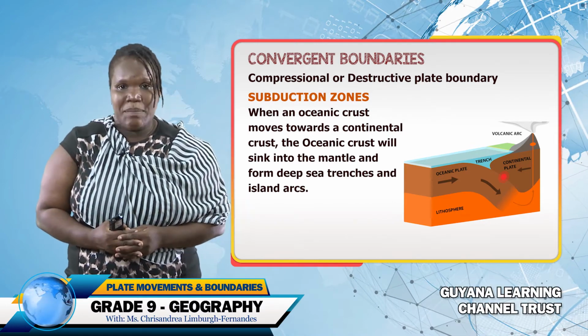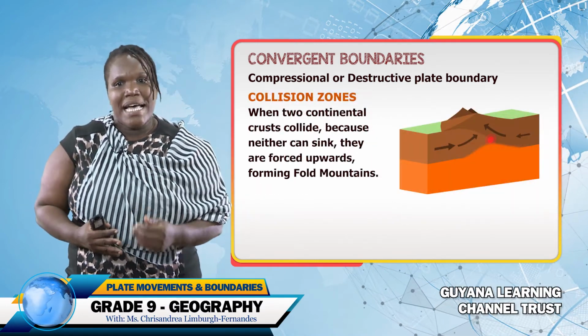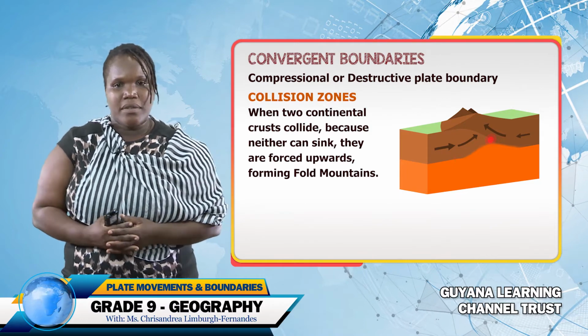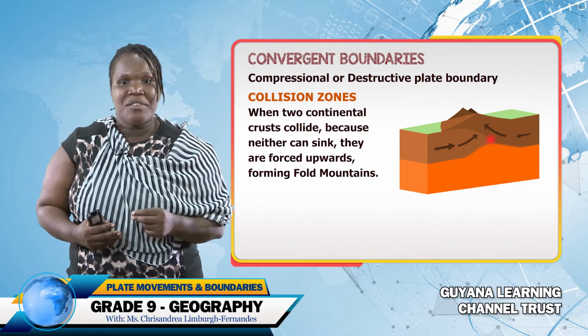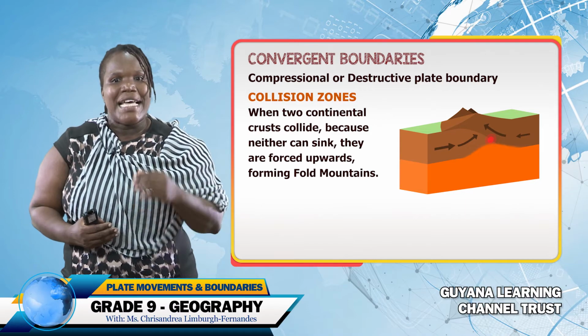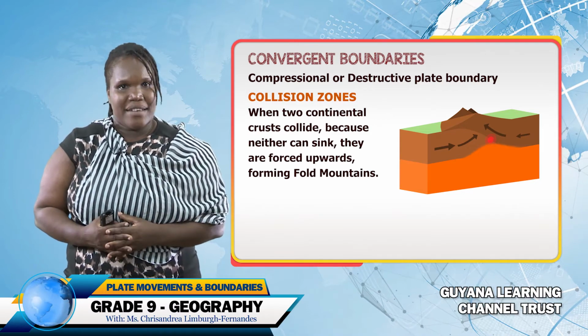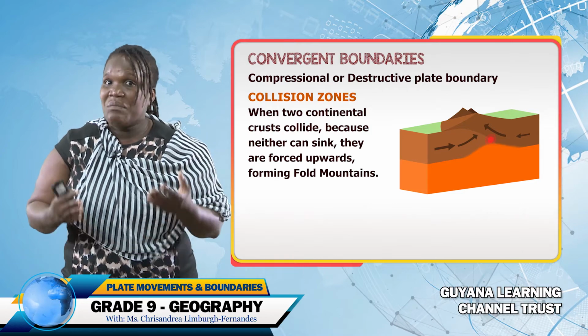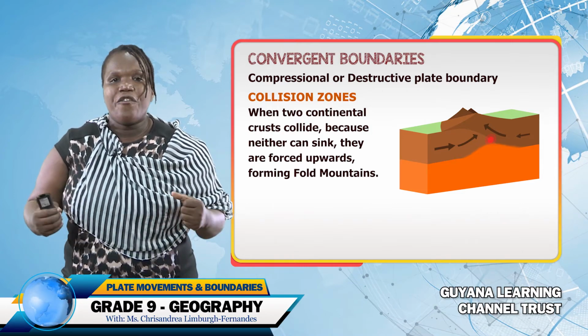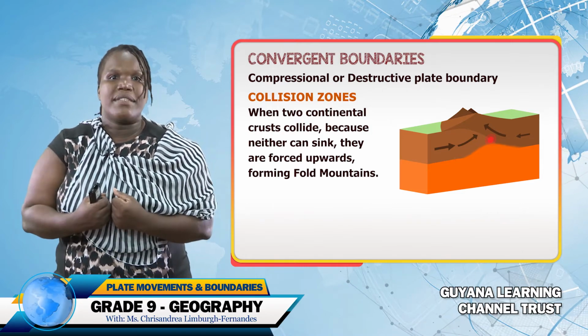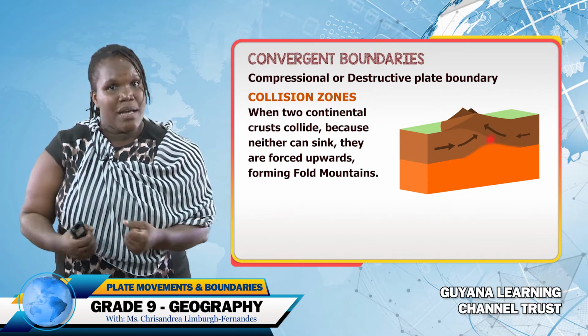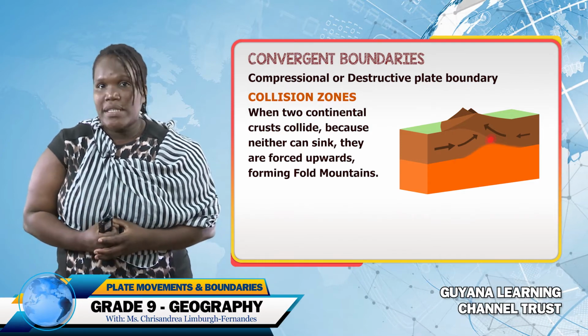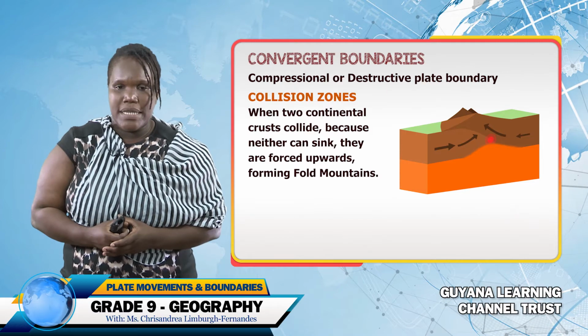The second aspect is what occurs at collision zones. When two continental crusts collide, neither can sink. In fact, because both have the same density, they are forced upwards. And in being forced upwards, they form what are called fold mountains.